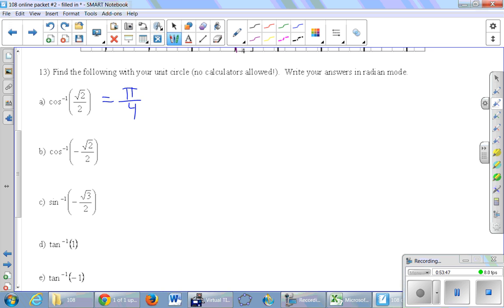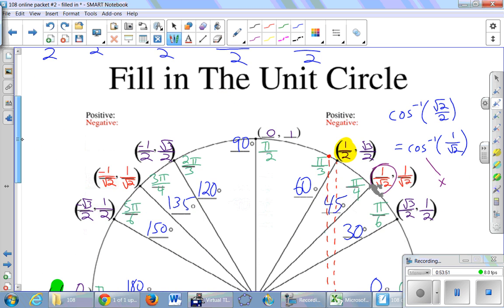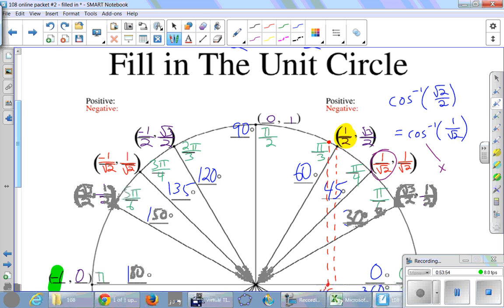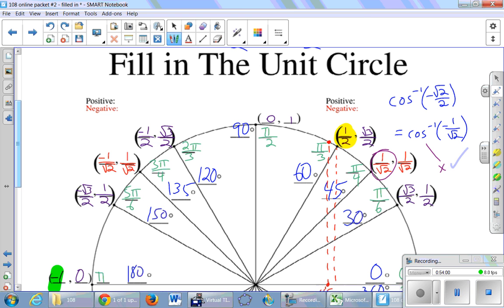Okay, moving on to B, inverse cosine of negative root 2 over 2. So let's come back here. We'll just change this to negative root 2 over 2, which is negative 1 over root 2. It's still the x that we're looking for, but now we want it to be negative 1 over root 2. So I'll highlight here in green. Negative 1 over root 2 for the x, it's there.